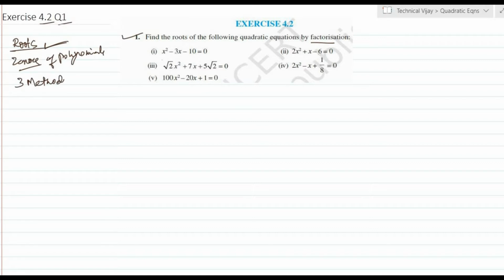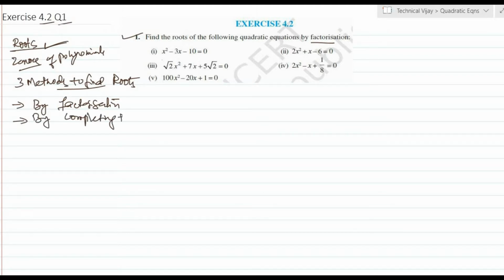There are three methods to find the roots. What are those methods? The first method is by factorization, the second one is by completing the square, and the third method is by using the formula, that is the quadratic equation formula. These three methods we are going to study in the next exercises. In this exercise, we will concentrate on the factorization method.